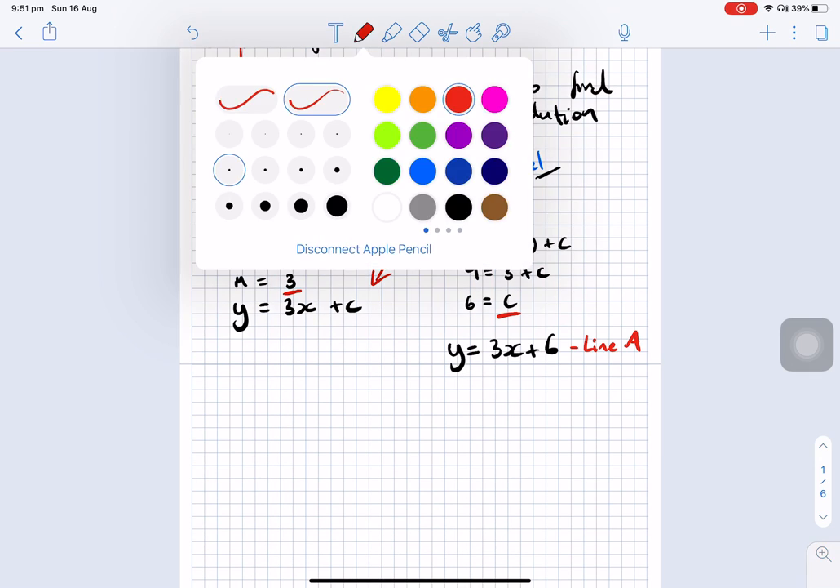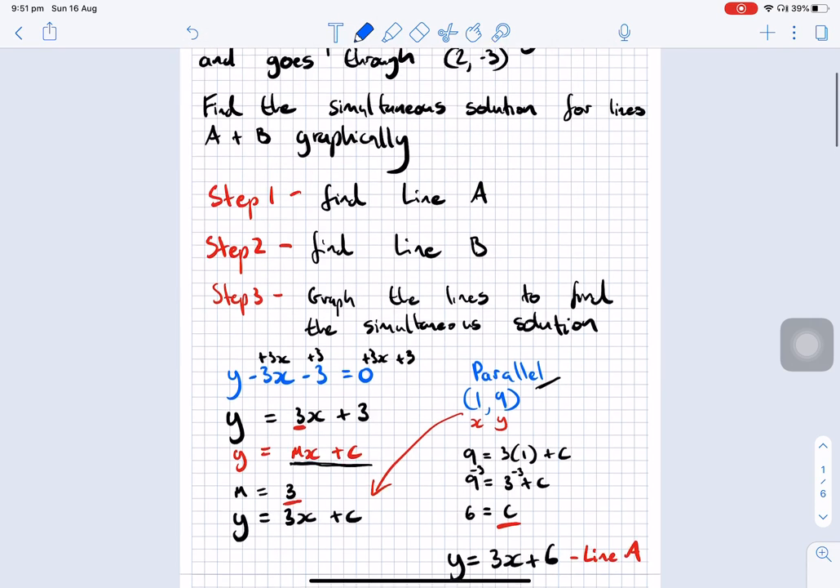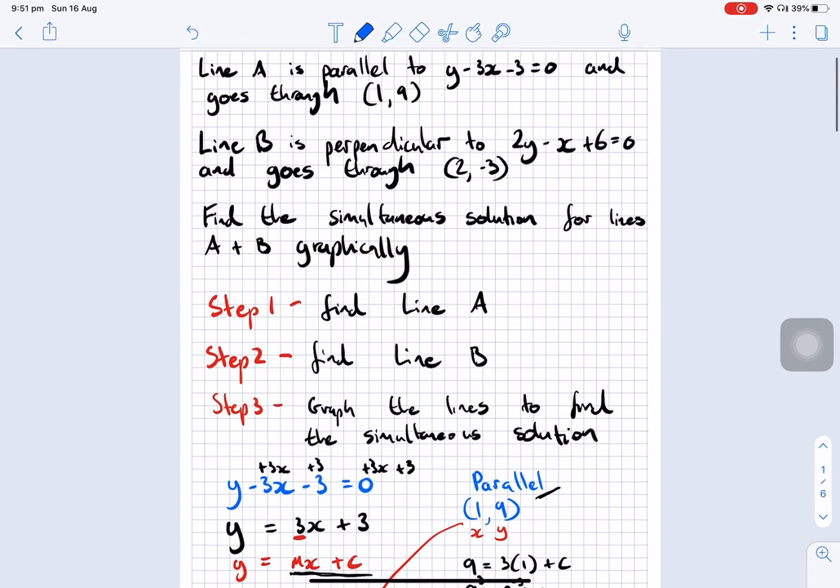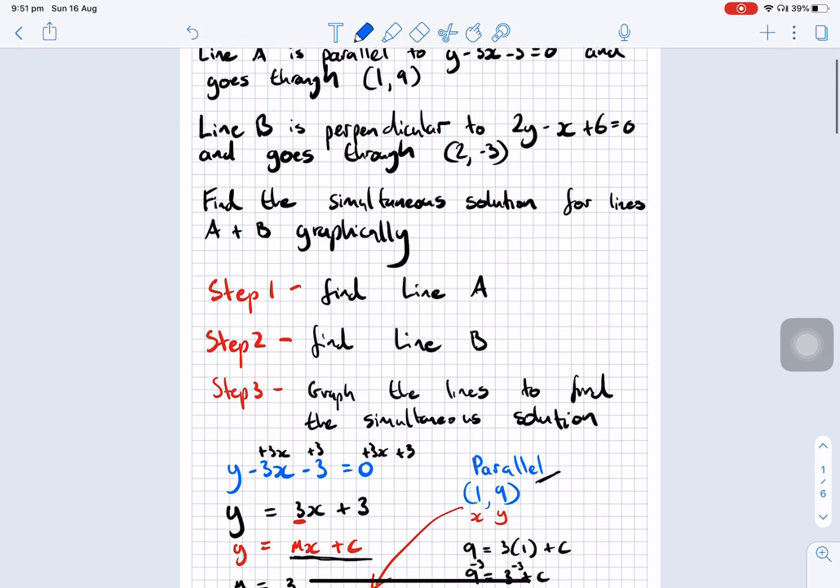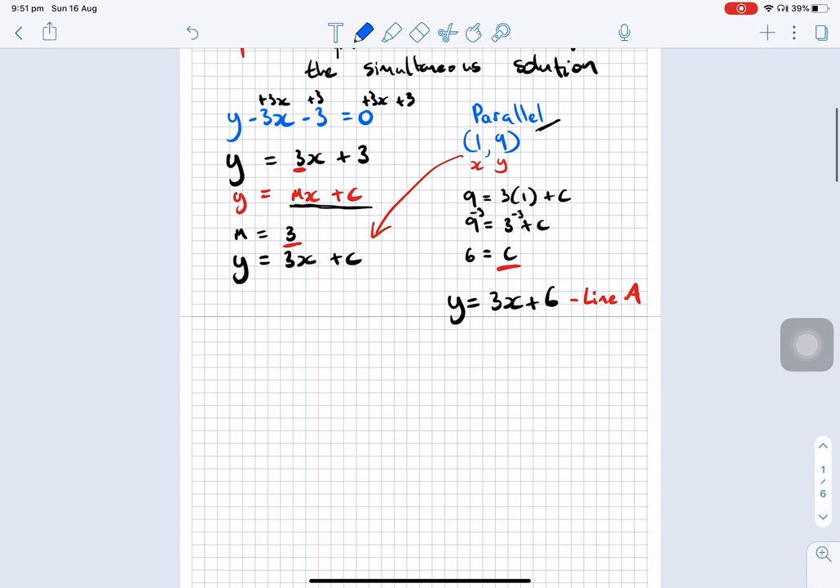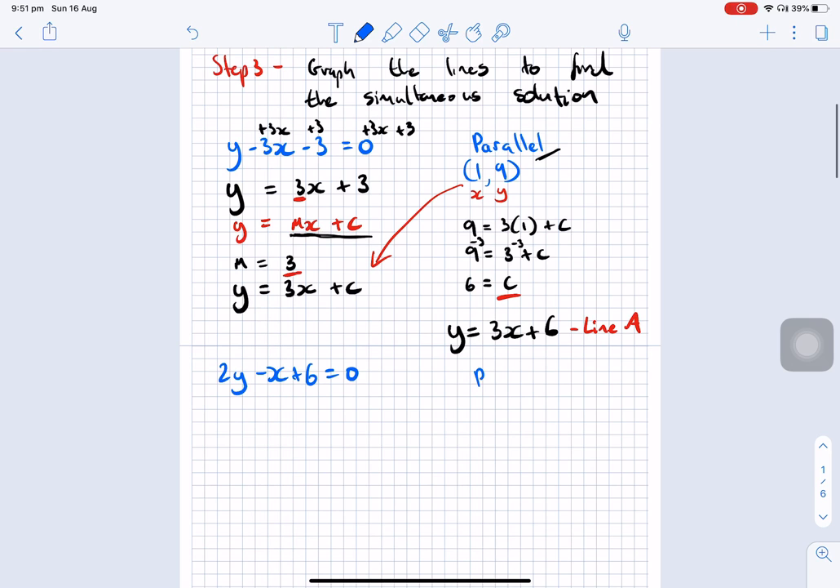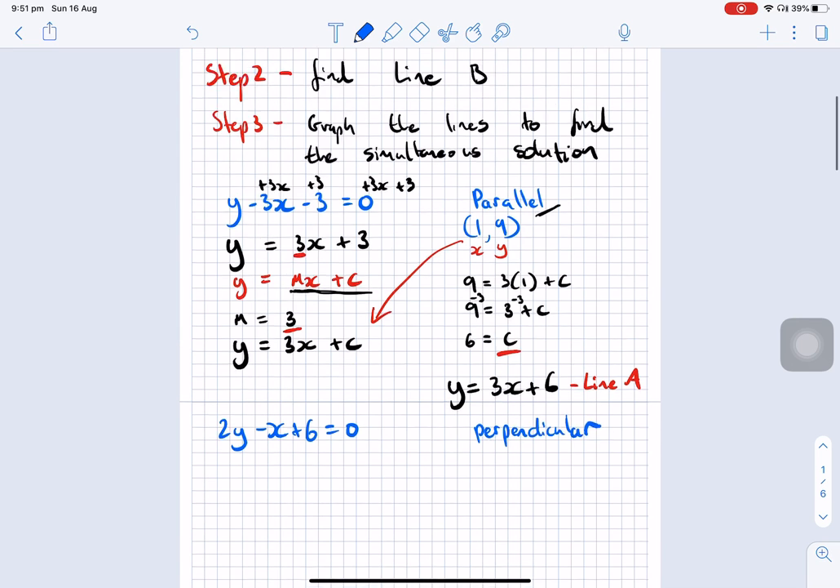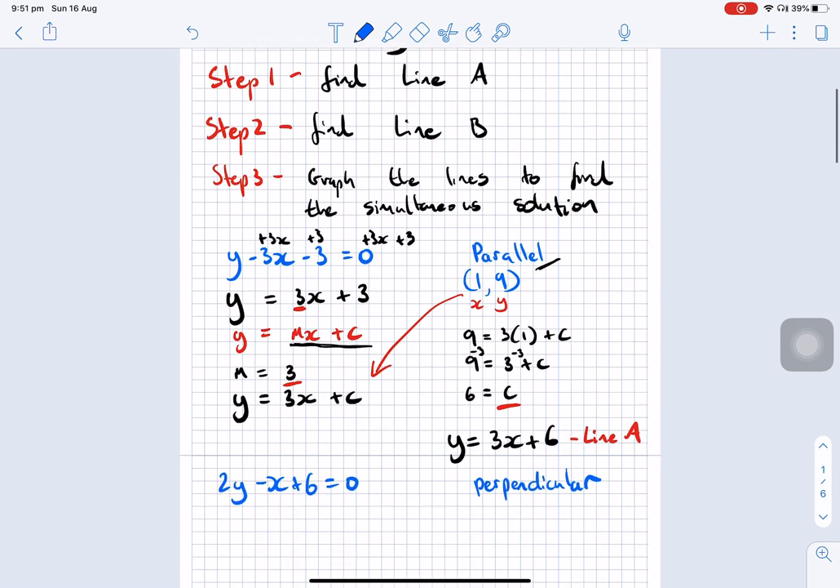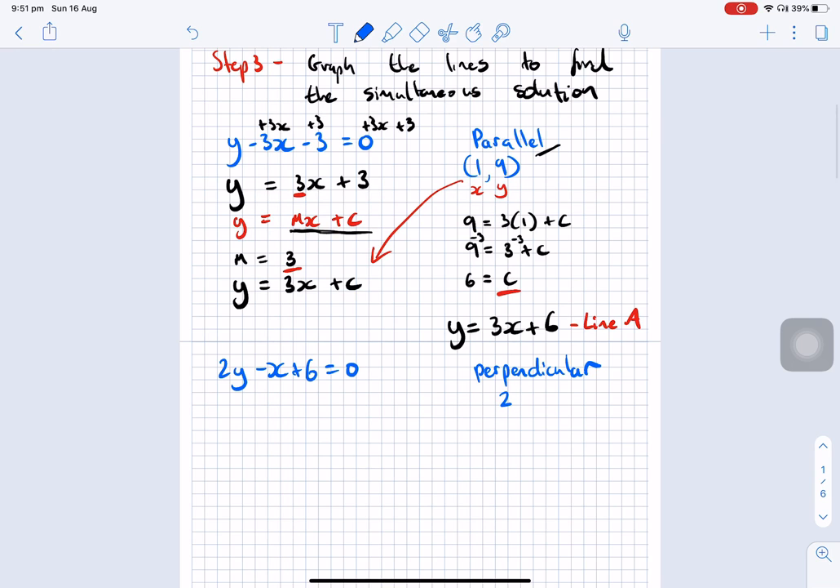And now we need to find line B. I'll do the same thing and write down the key points. So firstly, 2y minus x plus 6 equals 0, and we're looking for a perpendicular line. And the point that it goes through is 2, negative 3.